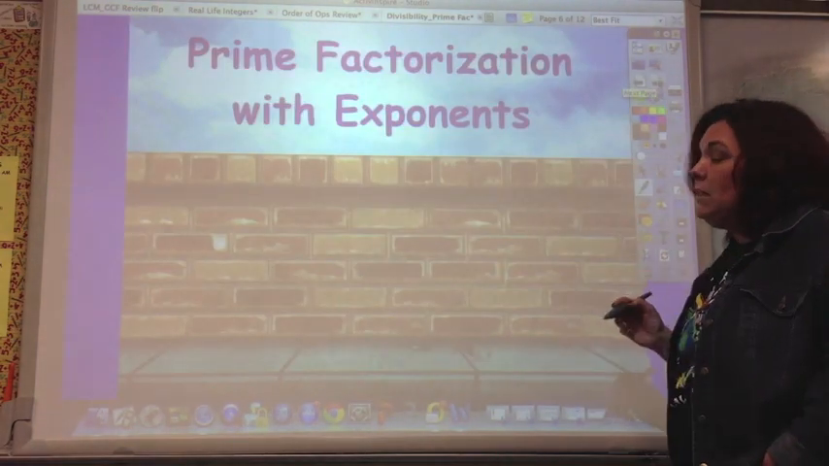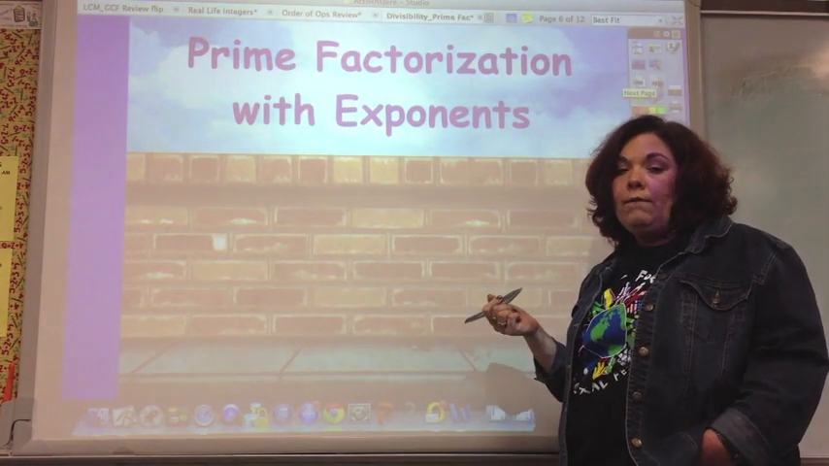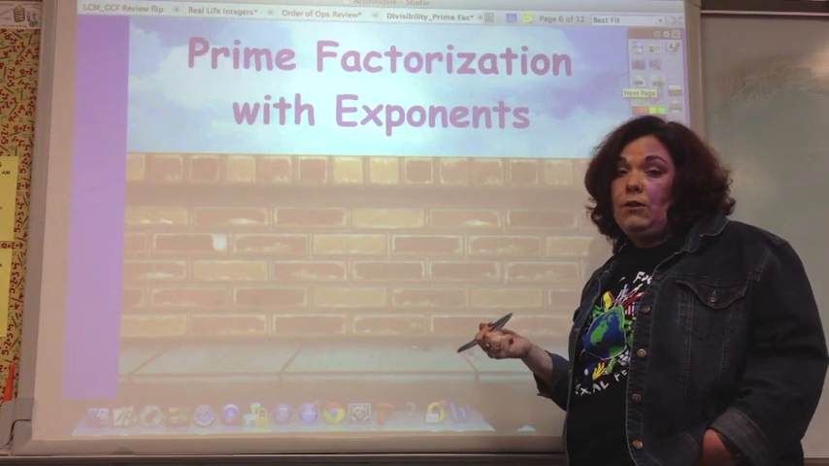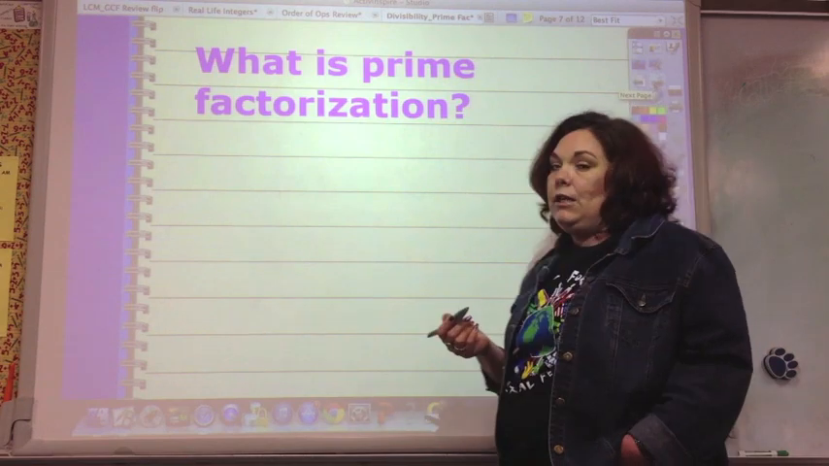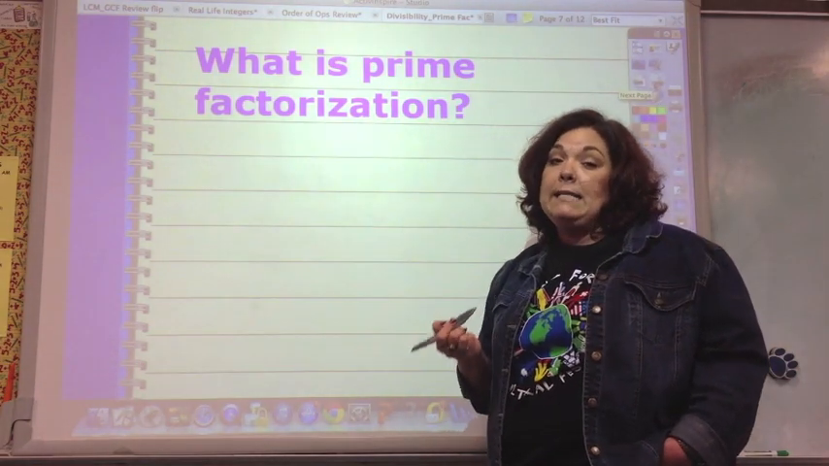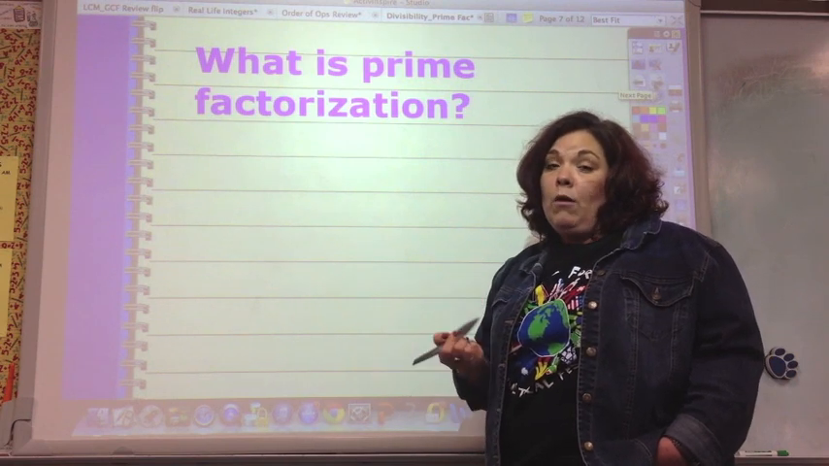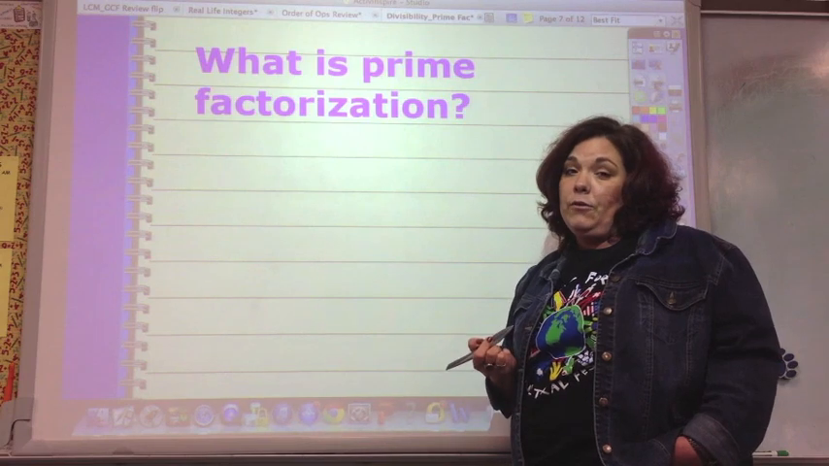Now this is going to come into play with prime factorization because you're going to break down all of these numbers into prime numbers, and you have to be able to write them using exponents. So prime factorization is, like I said, just breaking down a larger number into the prime numbers that would multiply together to give you the original number.